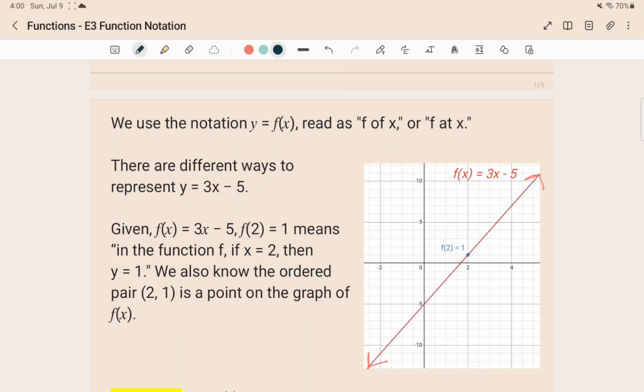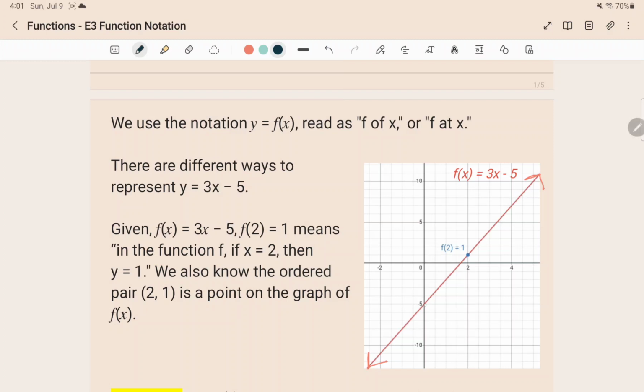Given that f(x) equals 3x minus 5, f(2) equals 1 means that in the function f, if x equals 2, then y equals 1. We also know the ordered pair (2, 1) is a point on the graph of f(x). We can use this function notation to describe any other ordered pair on the graph as well.